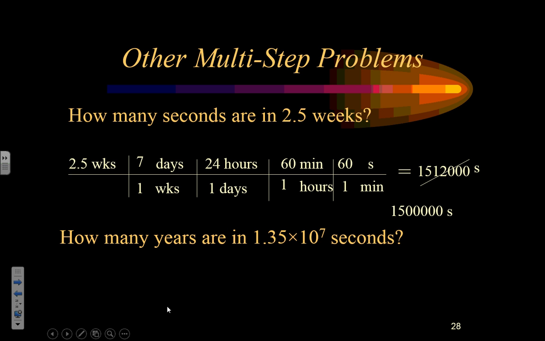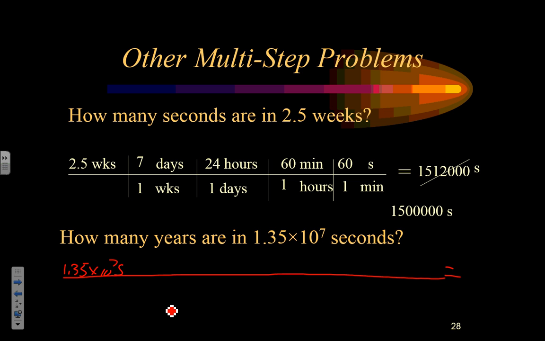Oops, I got to back up here. And this one I'm going to have to write out by hand. So if I have 1.35 times 10 to the 7th seconds, I'm going to leave myself a lot of workspace here. And I know I'm trying to get to years. That's my target. So I'm getting to years. I've got that many seconds. So let's work the process.